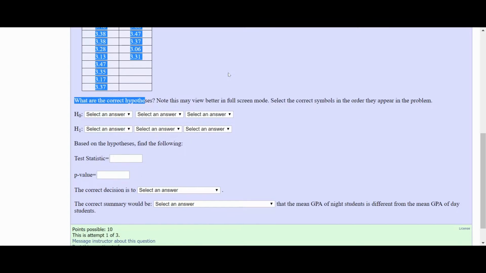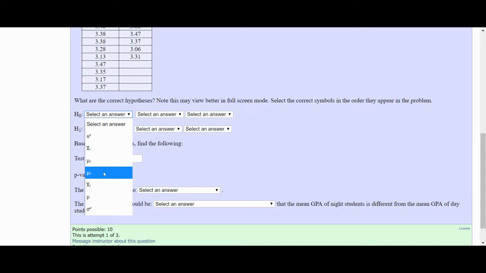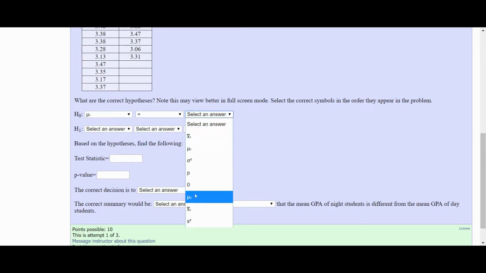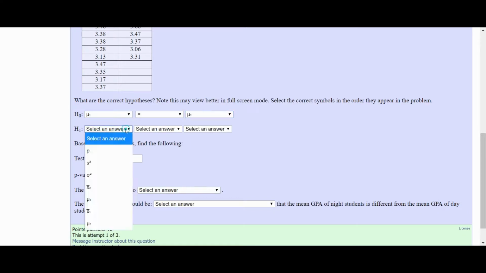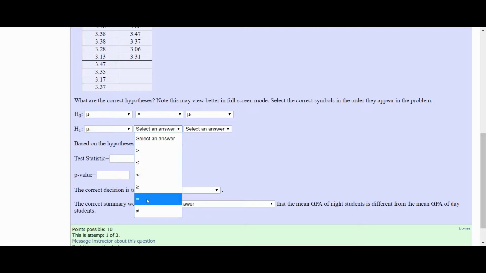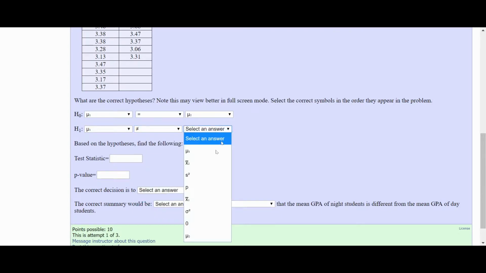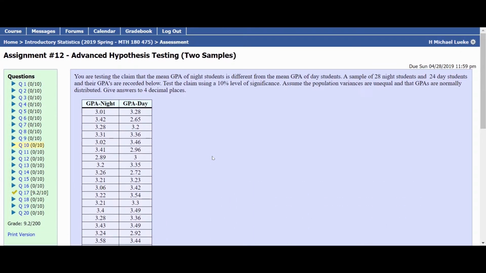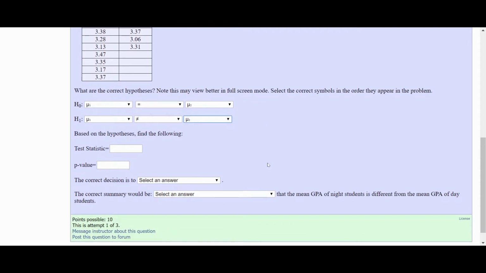So let's scroll down here and ask what the null hypothesis is. Again, these are means, these are population means, and we're going to say the mean of one population is going to be equal to the mean of the other. And the alternative hypothesis is going to be that the means are different from one another. Notice that is encoded in the language up here. You are testing the claim that the mean is different for night and day students.